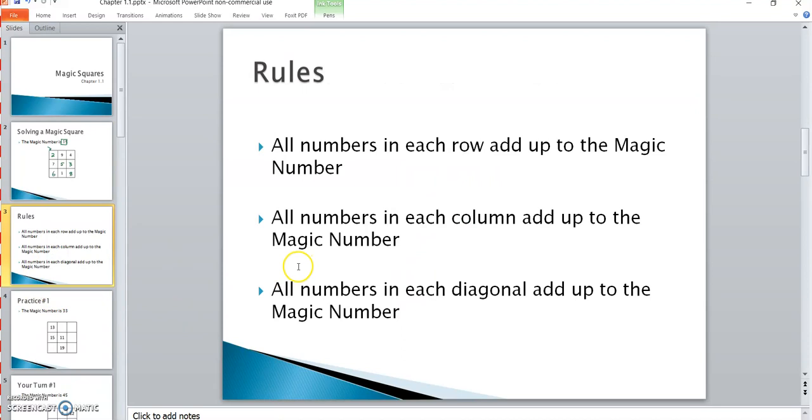So what I would like you to do now is pause the video and write down these rules on your page of notes. They are the rules for a magic square. All numbers in each row add up to the magic number. All numbers in each column add up to the magic number. And what I didn't emphasize in the last question was that all numbers in each diagonal add up to the magic number.